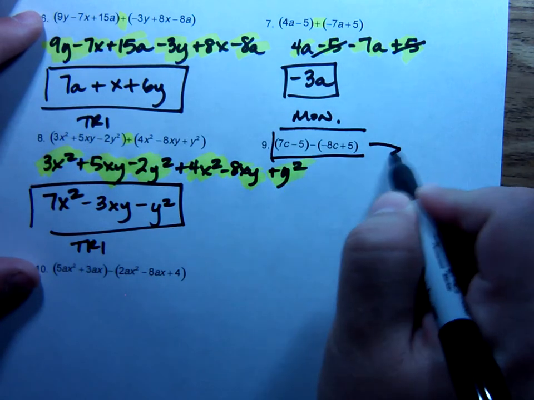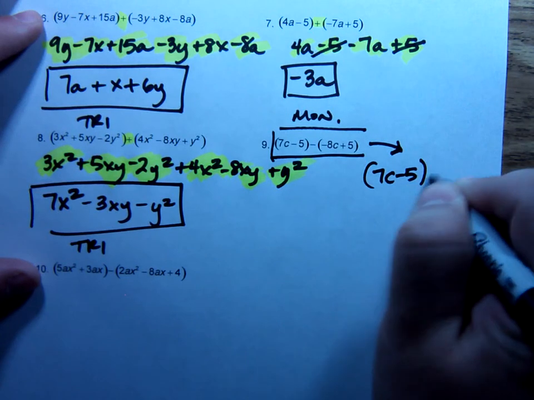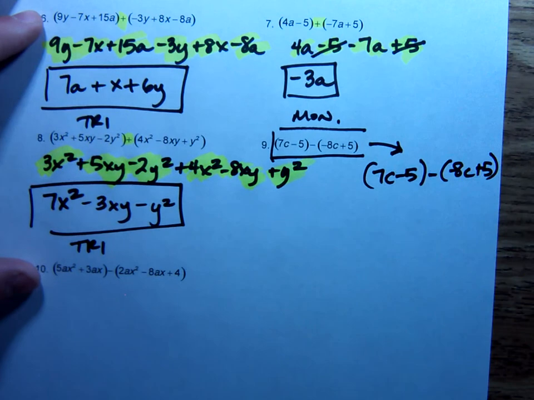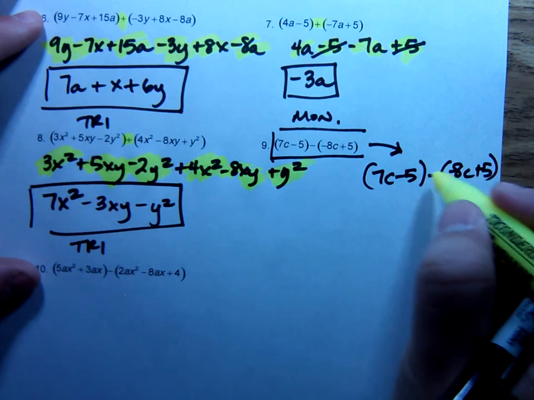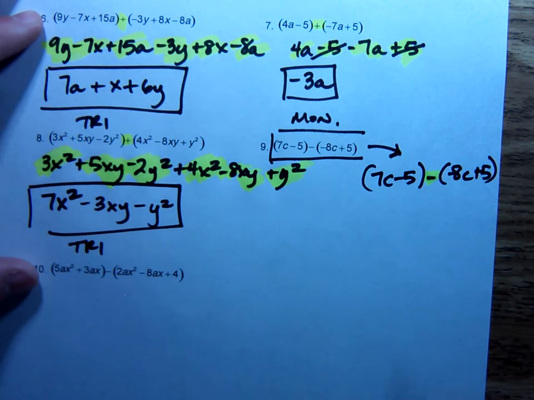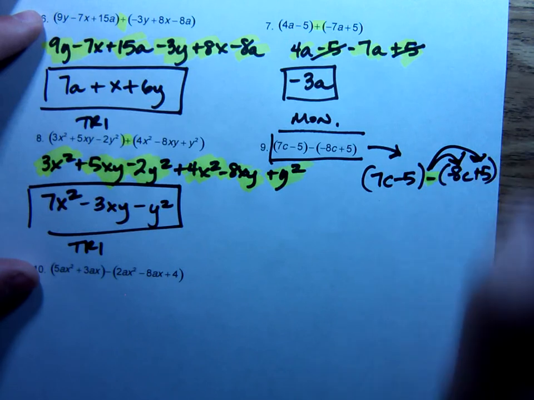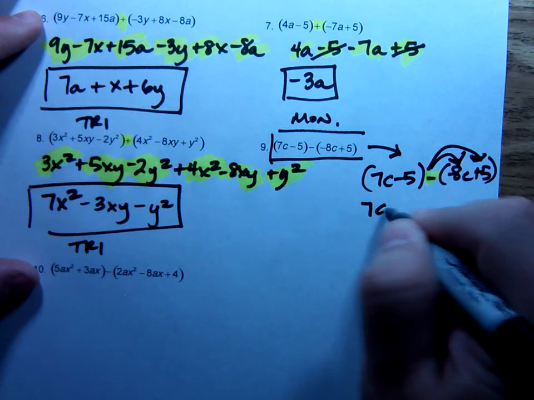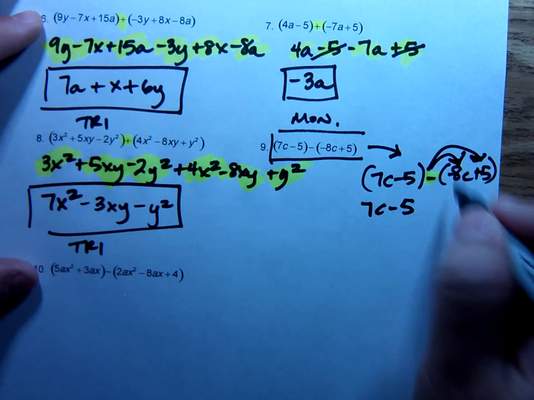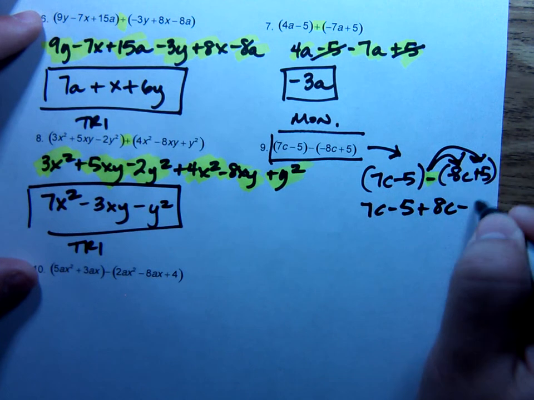Now here, I'm going to move this over a little bit. It's slightly different. Notice the change in my problem. I have a subtraction sign in the middle. With the subtraction sign, we distribute the negative. So now I have 7c minus 5. Negative times negative 8c is positive 8c. Negative times 5 is negative 5.